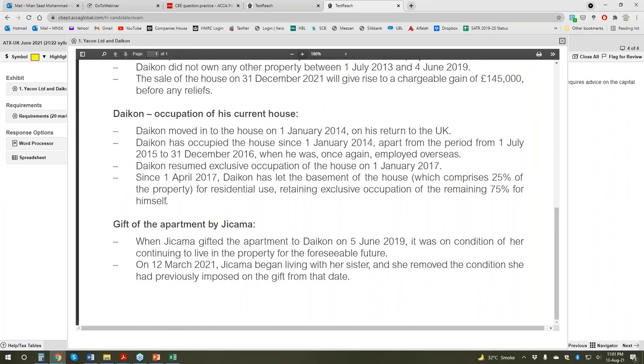So guys, does anybody remember which topic it is from IHT? Any clues? Answer me in the question section if you have the idea. From which topic does it relate in the IHT? Yes, Mohammed, you're right. Osama, you're right as well. It is GWR. We also call it gift with reservation.